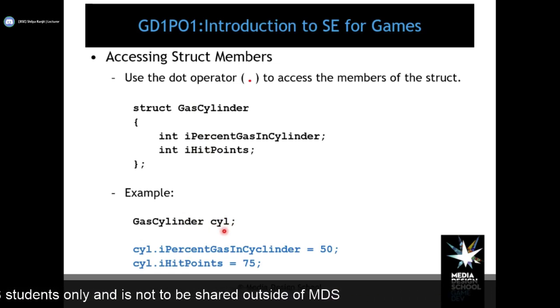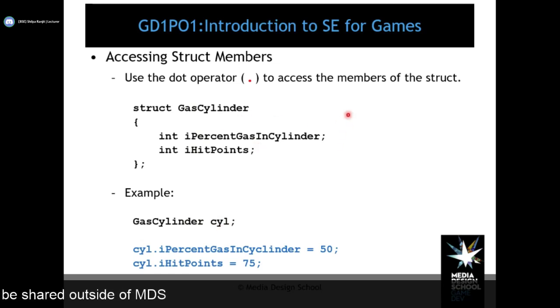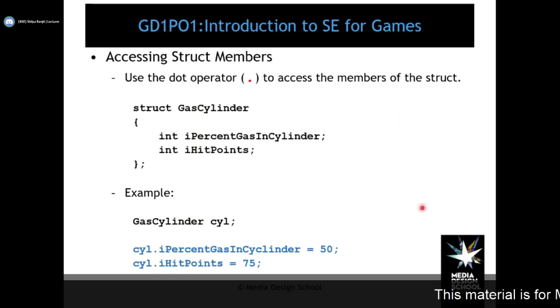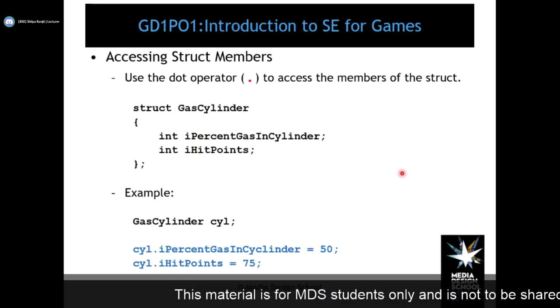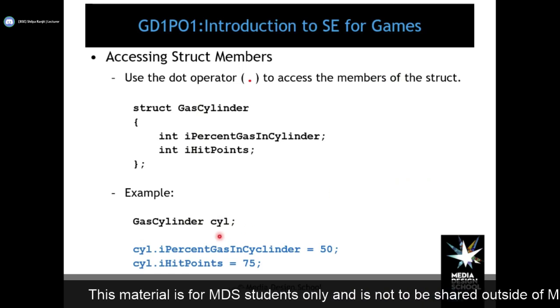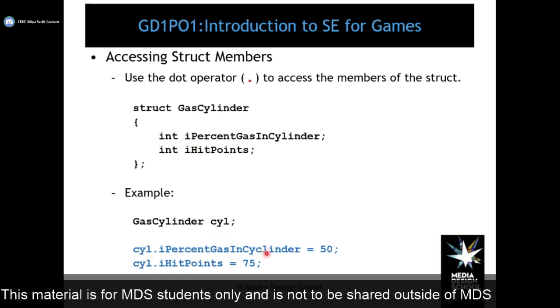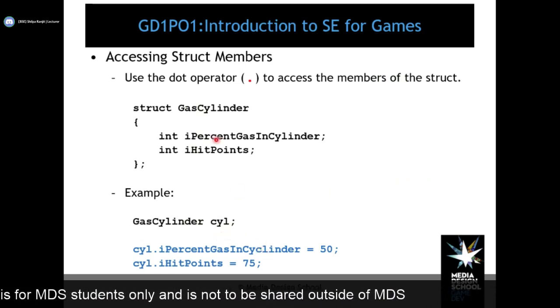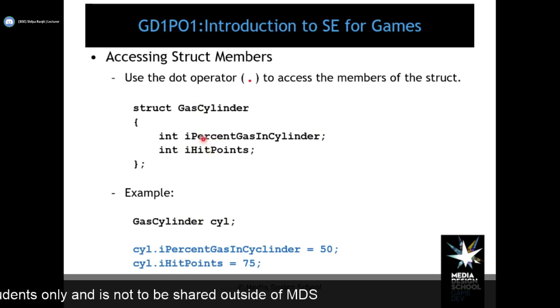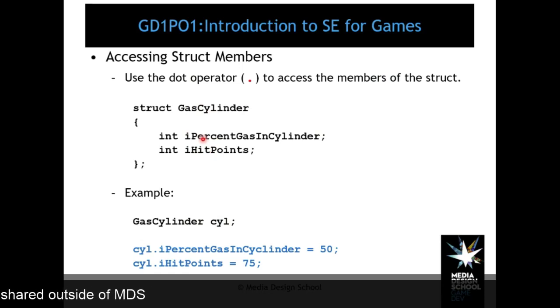Like I said, only when the object is created does this gas cylinder get a memory in the memory space. So the cylinder has memory for the percent gas in cylinder, which is 4 data bytes, and the hit points, which is again another 4 data bytes. So it's only each of these objects that gets memory in the memory space. Otherwise, this is simply a blueprint, which doesn't have any memory allocated. It's just like memory for the code space.